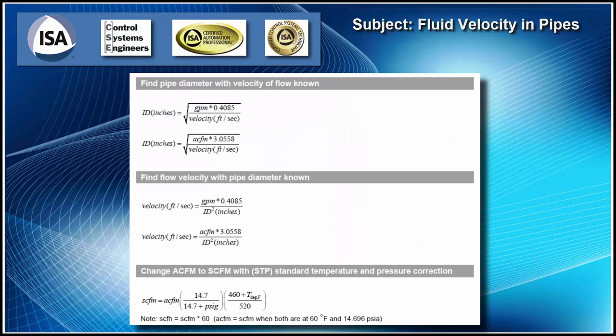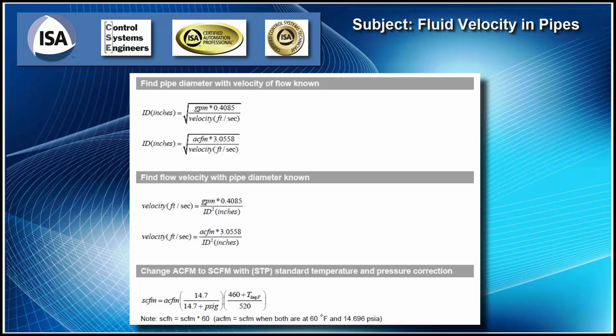So the book has the formulas you need to do this that you can take into the exam and look up very easily. The difference between gallons per minute in liquid and actual cubic feet per minute in gas and vapor is just the coefficient. Instead of using the 0.4085, we use 3.0558. And this will change cubic feet a minute into what we're looking for.